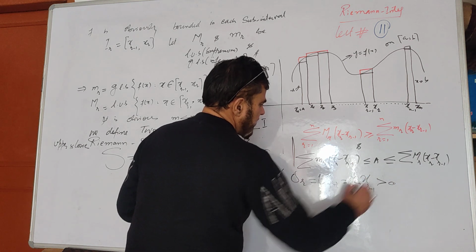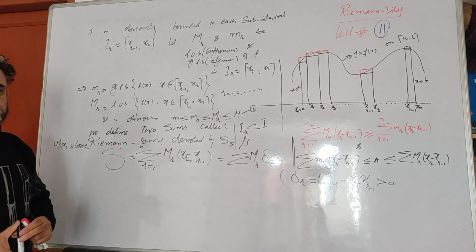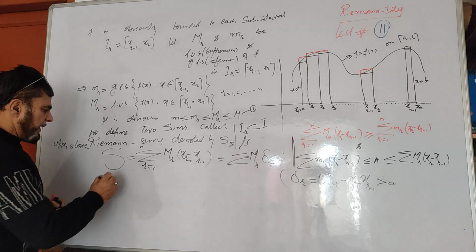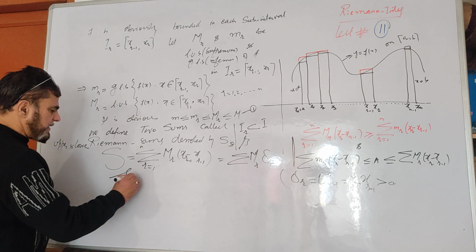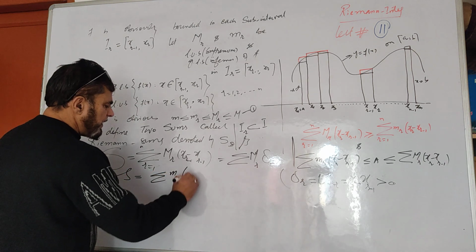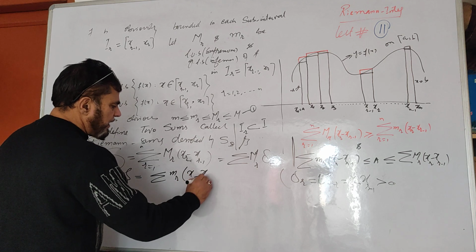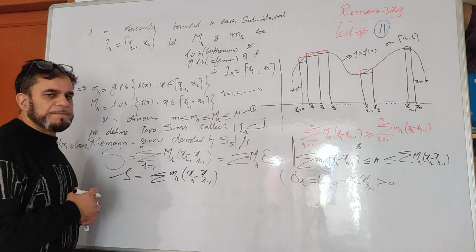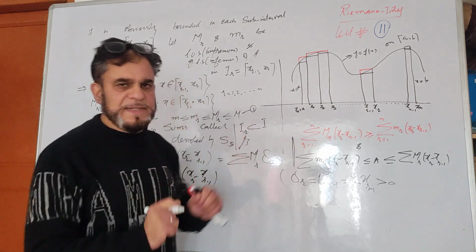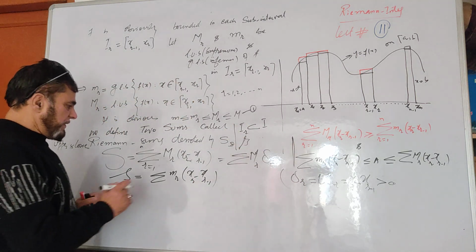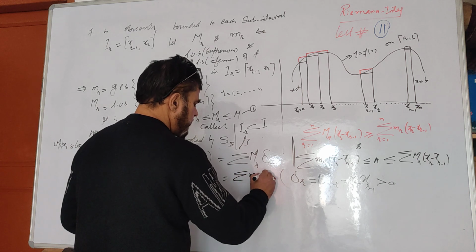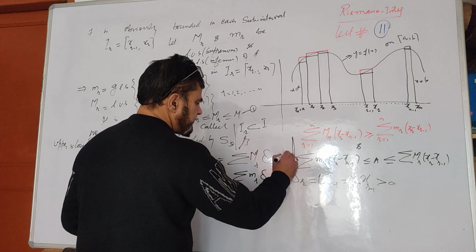It is a positive length of the interval. And small s we denote by the summation of m_r (x_r minus x_{r-1}). Now you are familiar, you know it. What does this represent? Rectangles. But usually you can also write it as the summation of m_r into delta_r, where delta_r is this.